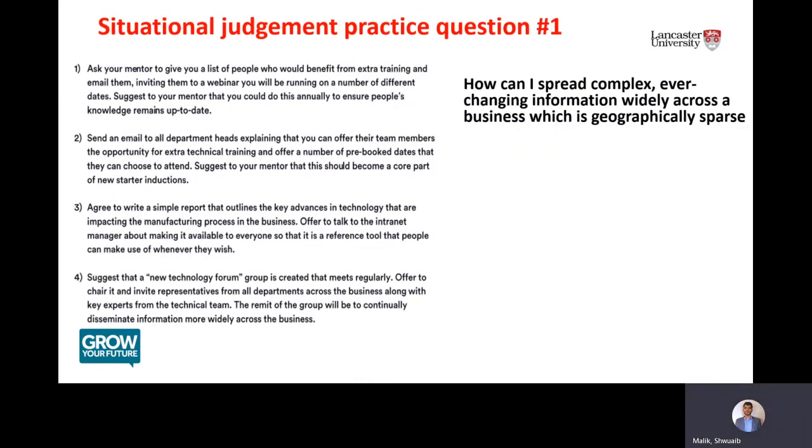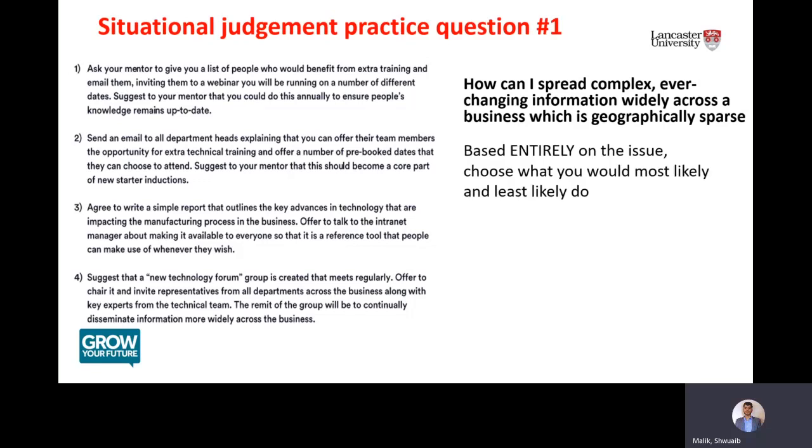Those are the responses. Keep in mind the issue at hand, which I've left on the screen at the top right, and take some time to go through the responses yourself, and really decide which is the most effective and least effective course of action. This is what you need to select, or in other words, what you would most likely and least likely do. You don't need to rank them. You just need to select two responses.